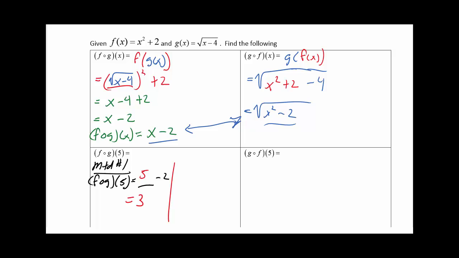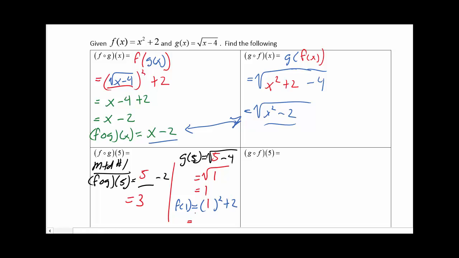Method 2 is, if I don't know it, then I want to start with the inner. So g of 5. So g of 5 would be the square root of 5 minus 4, which is the square root of 1. So that's 1. And then I want f of 1, which is something squared plus 2. And again, I want to put that 1 in there. And I get 1 plus 2, which is 3. So both ways I get 3. Yay.